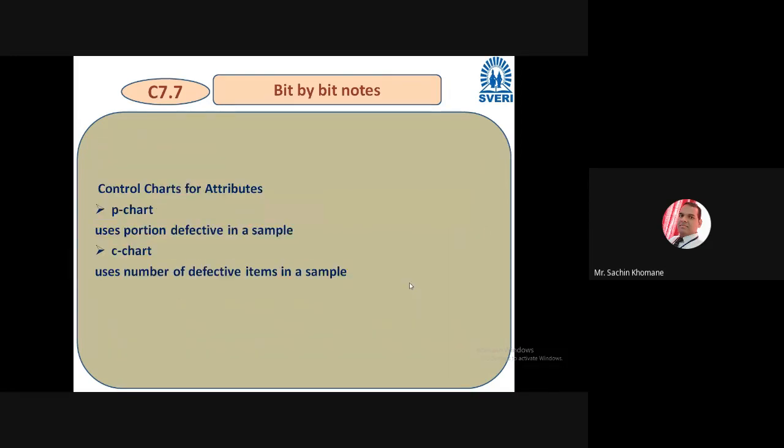Now, there are also two types of attribute control chart. The first type is the P chart, like the X and R charts we have seen. So here the P chart and C chart are there. What is the meaning of the P chart? Basically it uses the proportion defective in a sample, meaning how many items are defective. If you want to count that, the P chart is appropriate. And whenever you want to find out or use the number of defective items in a sample.